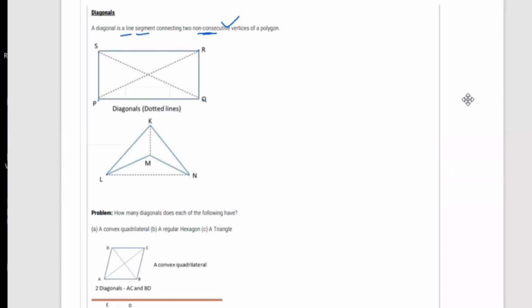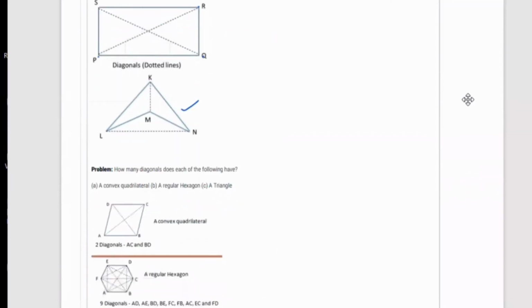Diagonal is nothing but what? It is a line segment connecting two non-consecutive vertices of a polygon. See, S and Q are non-consecutive. If you join these two, it gives a diagonal. So here a diagonal is given. Next, some problems based on this.